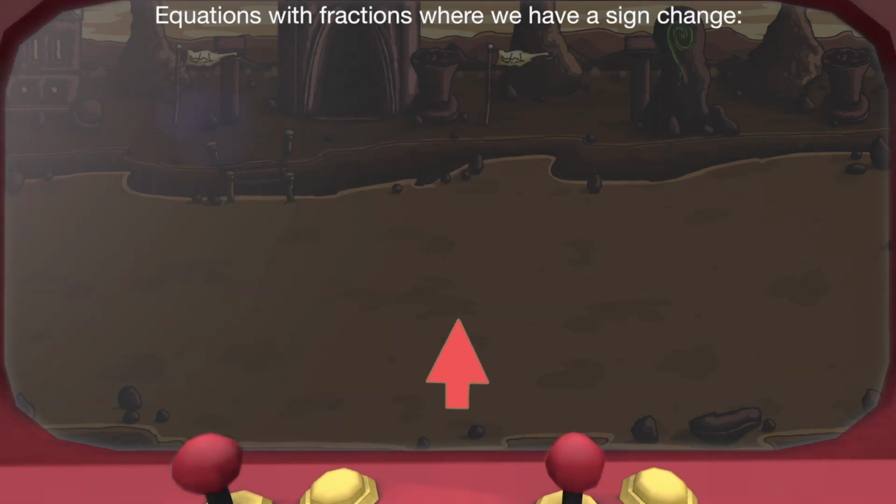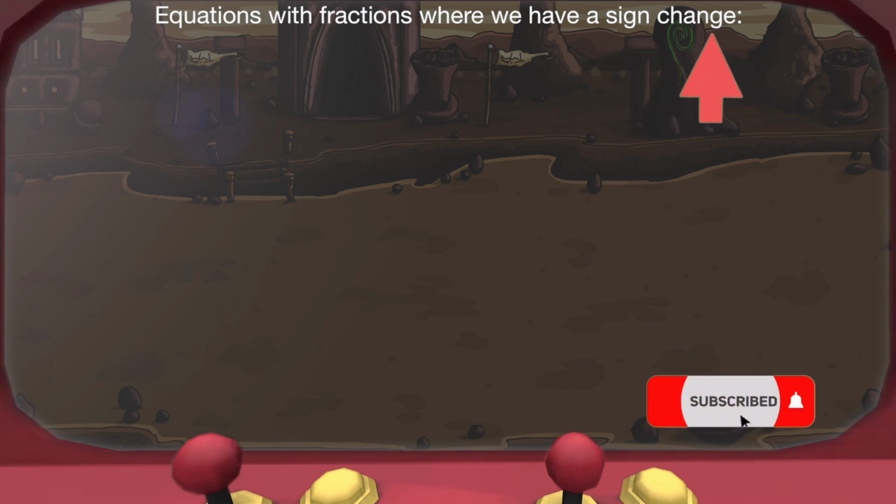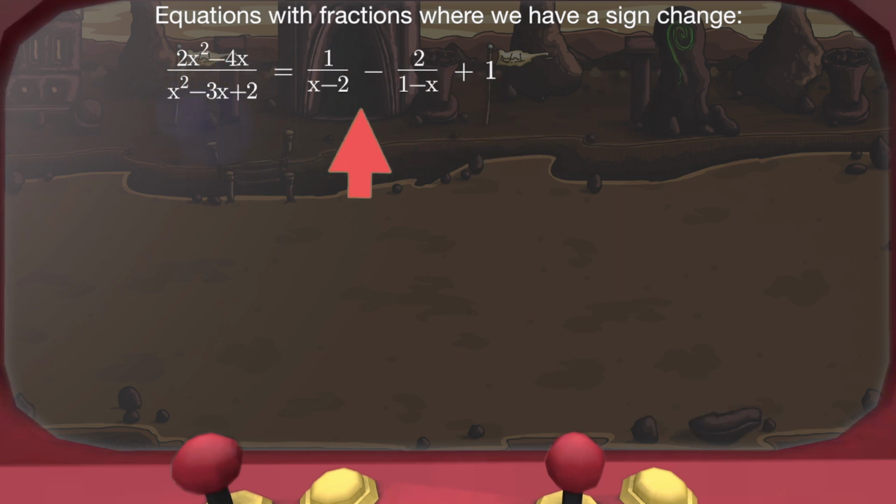In today's lesson, we are going to look at equations with fractions where we have a sign change, and you are going to learn how to look out for the sign change and how to actually do it, as well as one other thing which I will point out. So here we have an equation with fractions, and you can see that there's minuses and pluses in our numerators and denominators. So we're going to have to factorize first.